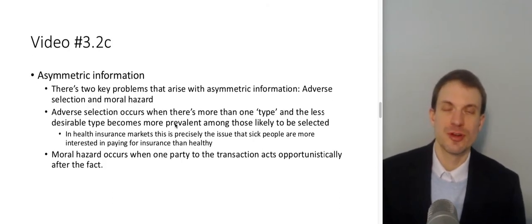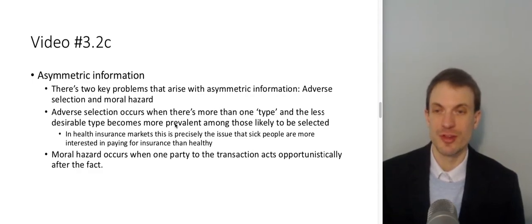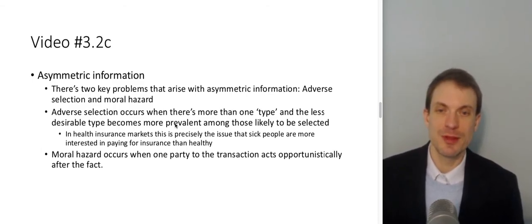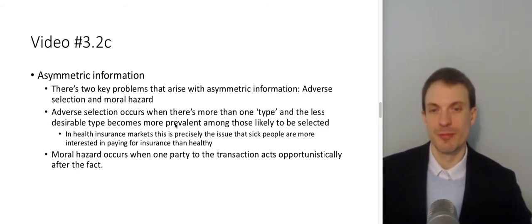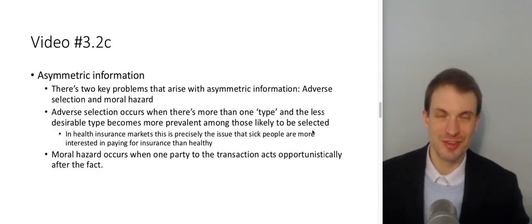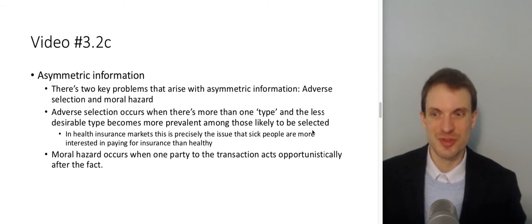Asymmetric information is going to refer to the imbalance of information between buyers and sellers typically. There's two problems that result: adverse selection and moral hazard. So adverse selection happens when there's more than one type, presumably, and whatever is the less desirable type becomes more prevalent among those likely to be selected. So think about this from the insurance case. Who wants to buy health insurance? Those who think they're going to need it.